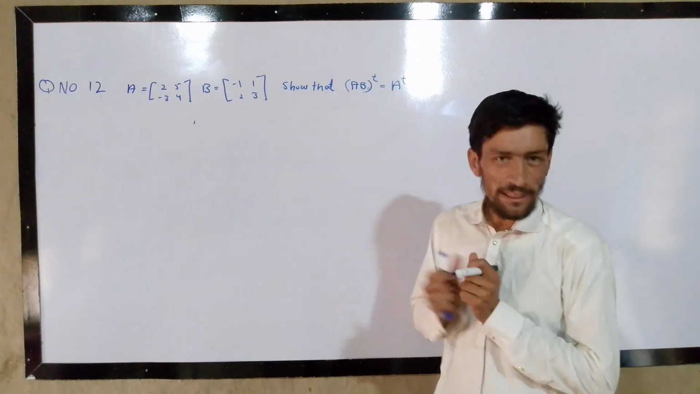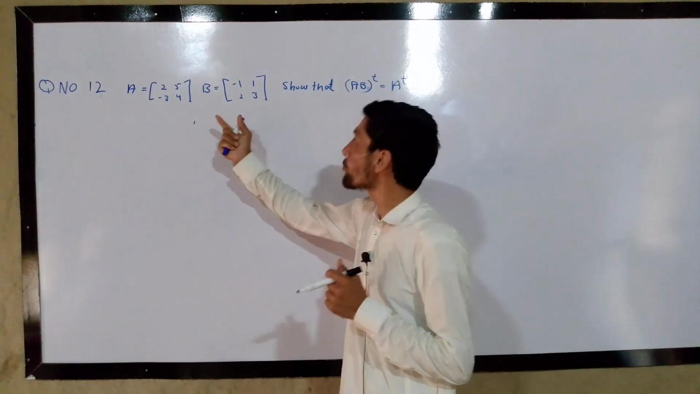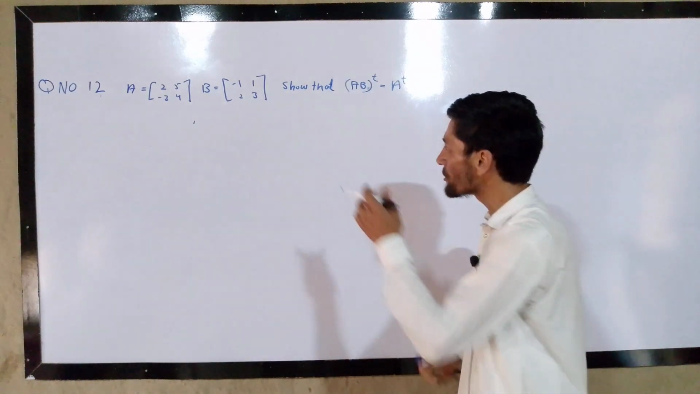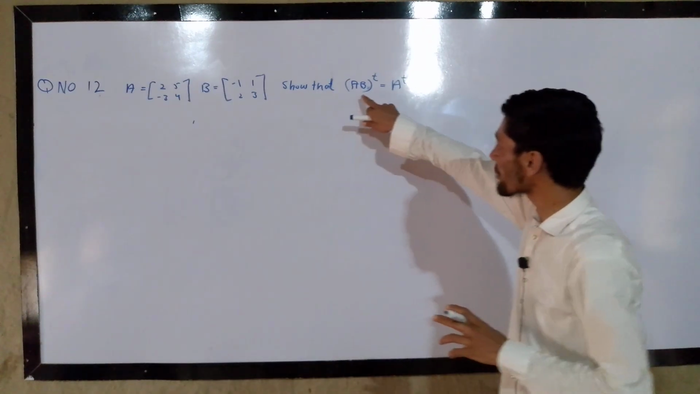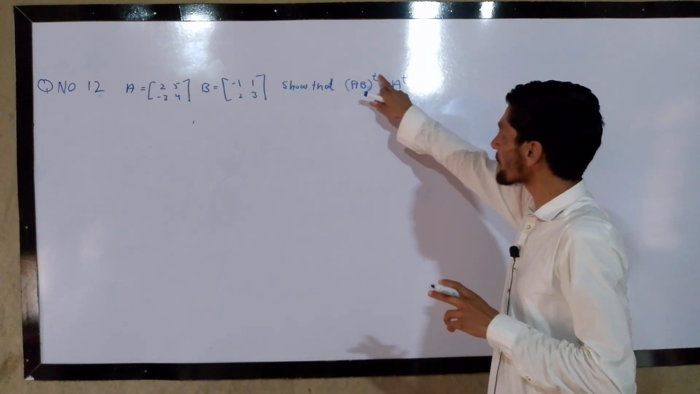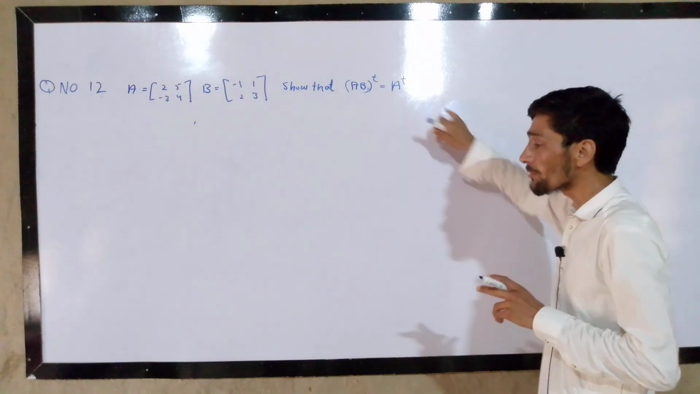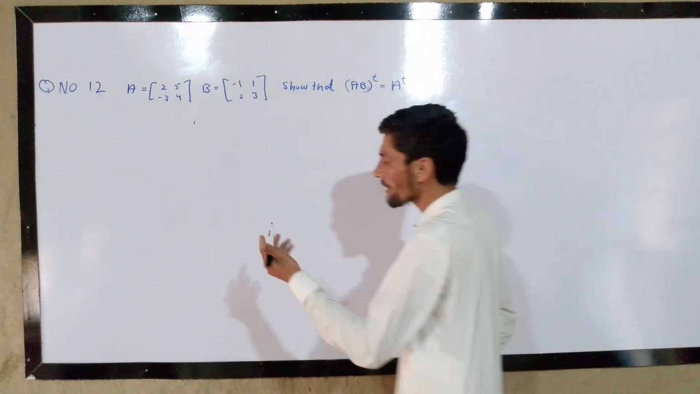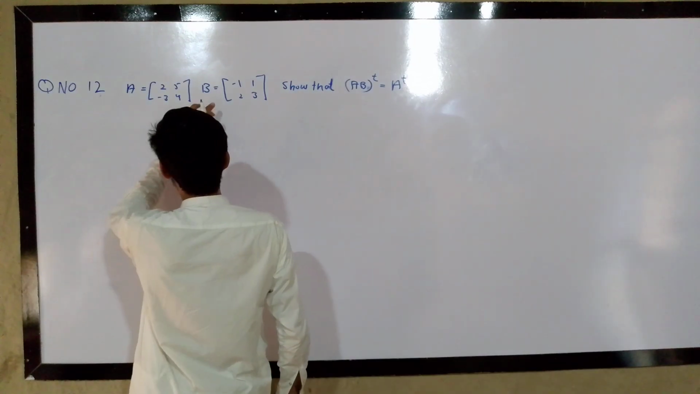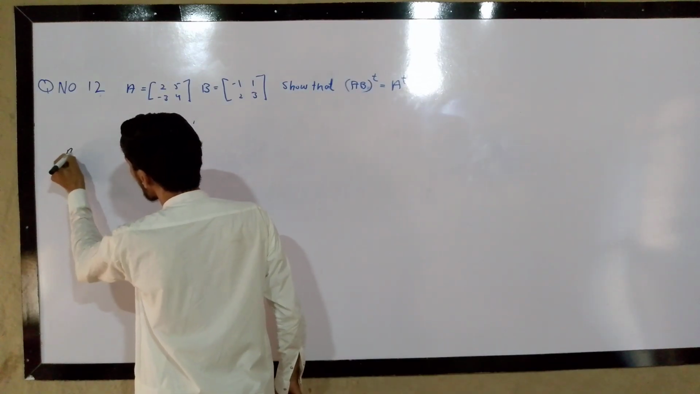This is question number 10. Matrix A is equal to [2, 5; -3, 4] and B is equal to [-1, 1; 2, 3]. I am showing you the condition here: (A × B) whole transpose is equal to B transpose × A transpose. First I will write down and take the multiplication of A and B.